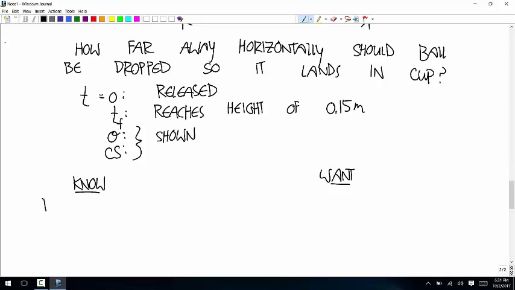Yes, PIX is 0, PIY is 1. Do we know anything about the final position? Yeah, we know that the Y component is 0.15. We don't know anything about the X component, but that's what we're trying to find. Do we know anything about the initial velocity?